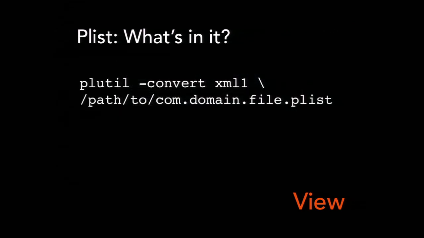The other way that you can look at it is to use the command line. You can use the plutil convert method here, and all I'm doing is calling plutil, saying convert to XML1. In other words, take it out of binary, put it into XML, something that I can read, and then I can go through and open it in whatever plain text editor I want.